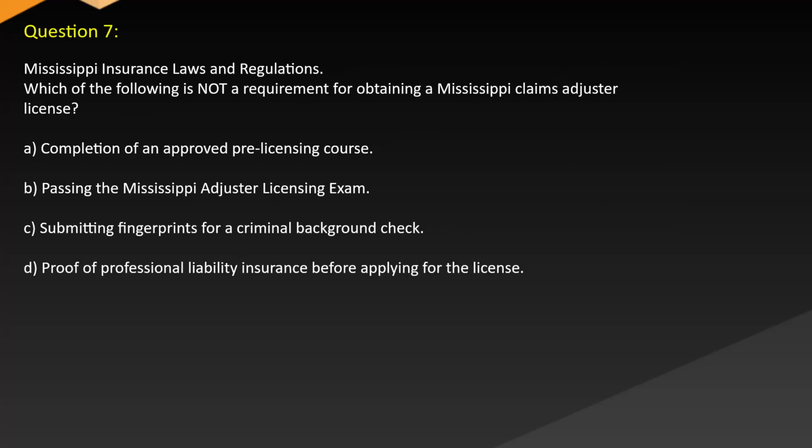Question 7. Mississippi Insurance Laws and Regulations. Which of the following is not a requirement for obtaining a Mississippi Claims Adjuster license? A. Completion of an approved pre-licensing course. B. Passing the Mississippi Adjuster licensing exam. C. Submitting fingerprints for a criminal background check. D. Proof of professional liability insurance before applying for the license.